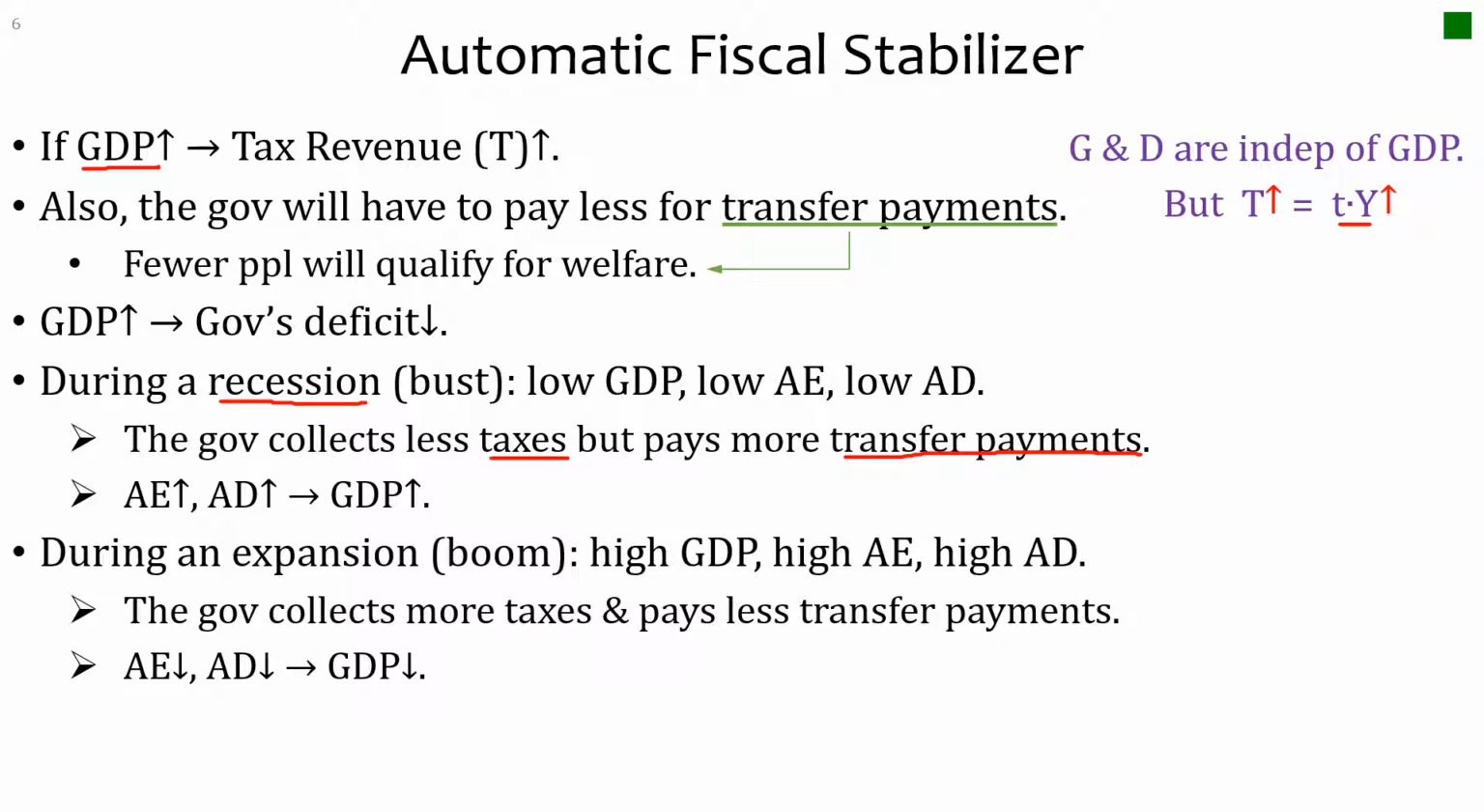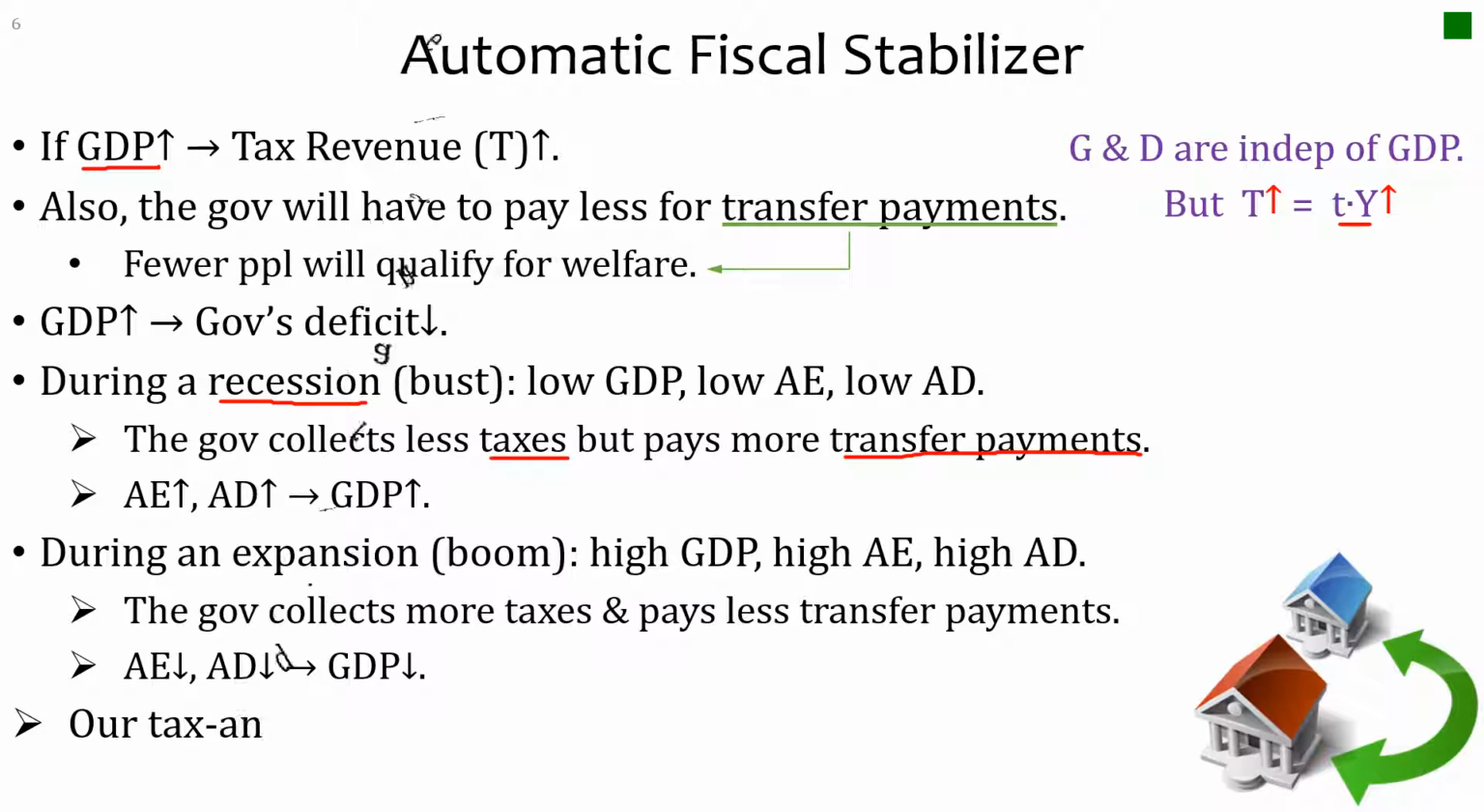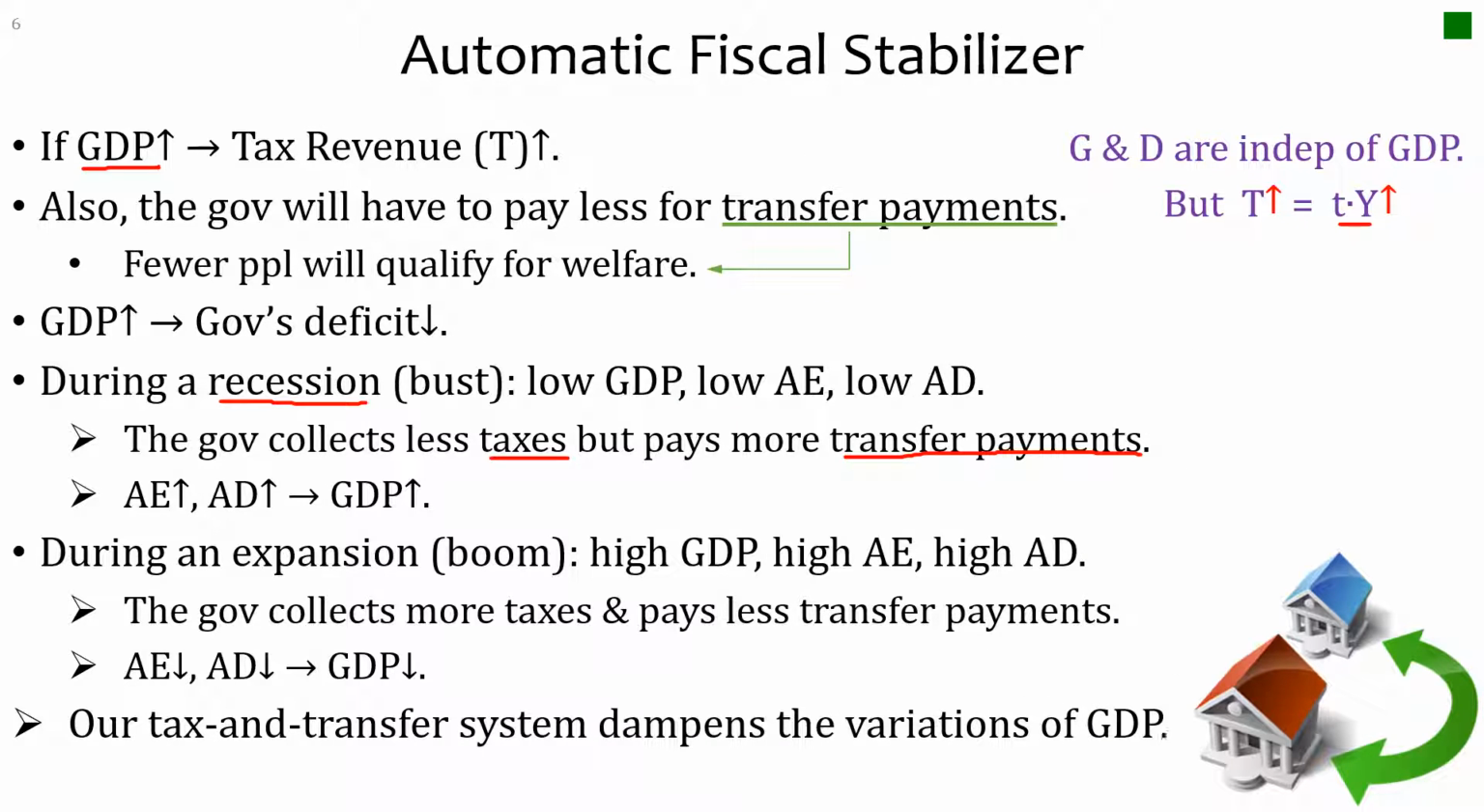So this is basically dampening all of the fluctuations of the economy. Our tax and transfer system dampens the variations of GDP. All right, and all of this is automatic. That's called automatic fiscal stabilizers, without any active decision or policy move by the government. Pause here and write down.